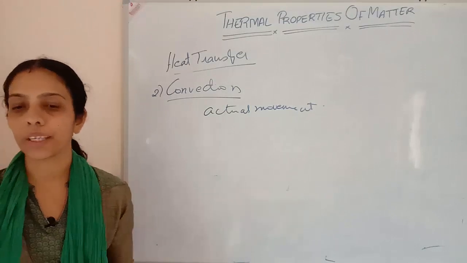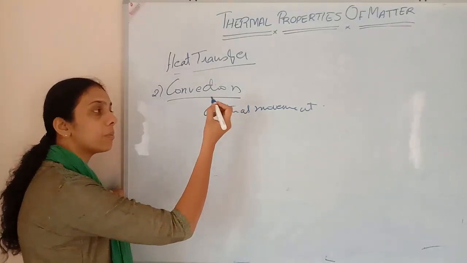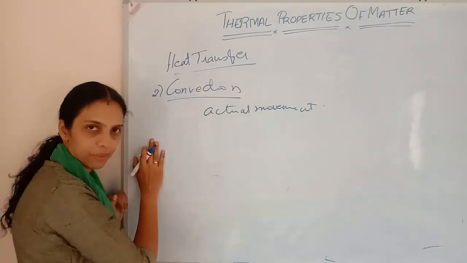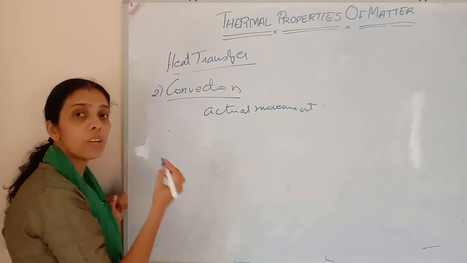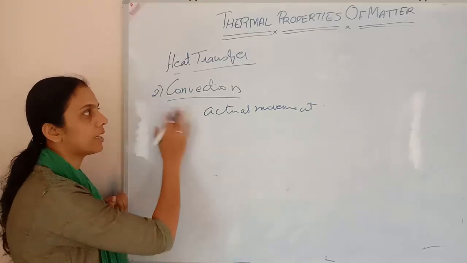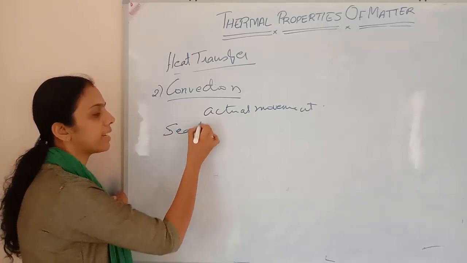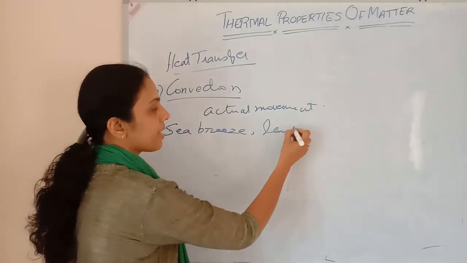Okay, so how can we explain this convection? Convection means the particles will be moving. Because of the movement of the particles, we are getting convection. So the best natural phenomena which occur in the case of convection are the sea breeze and land breeze. How are the sea breeze and land breeze happening?